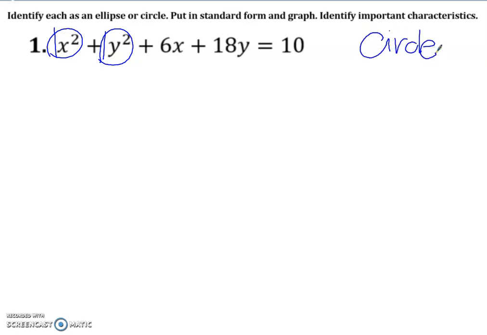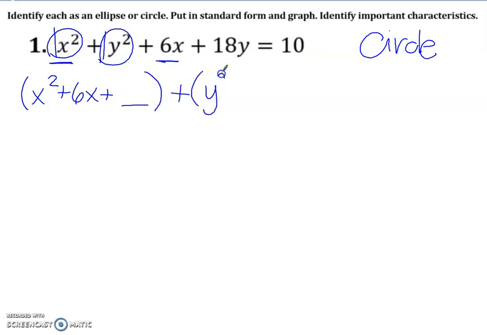Okay, we're going to start putting this in standard form. So we're going to do some completing the square. I'm going to group my x's together, and then I'm going to set it up for completing the square. So I'm going to set up that blank. I'm going to group my y's together and set up a blank. My constant is already on the right side. That 10 is my constant. If it wasn't on the right side, I would move it over.